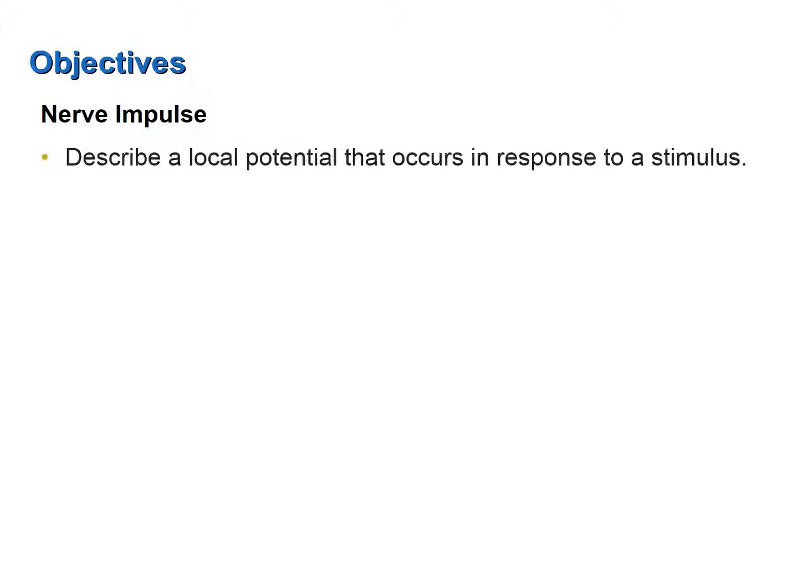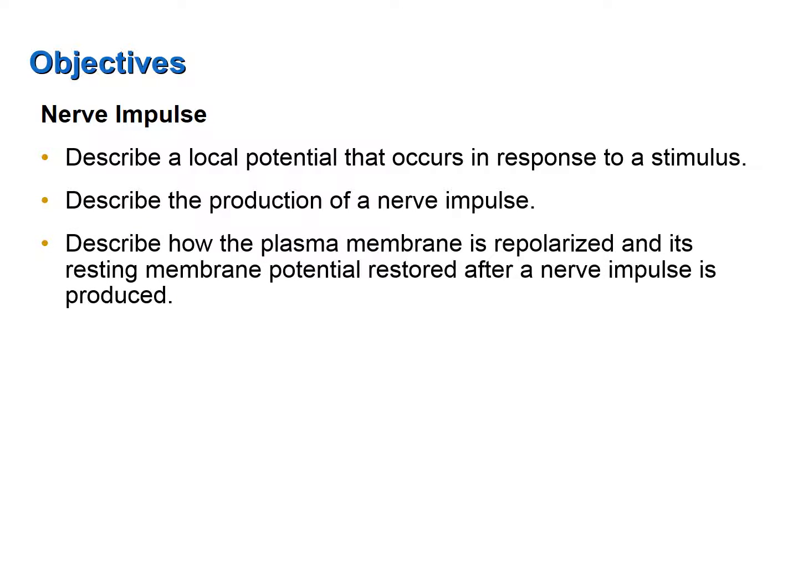Let's review the objectives of this screencast. Describe a local potential that occurs in response to a stimulus. Describe the production of a nerve impulse. Describe how the plasma membrane is repolarized and its resting membrane potential restored after a nerve impulse is produced. And lastly, describe saltatory conduction.